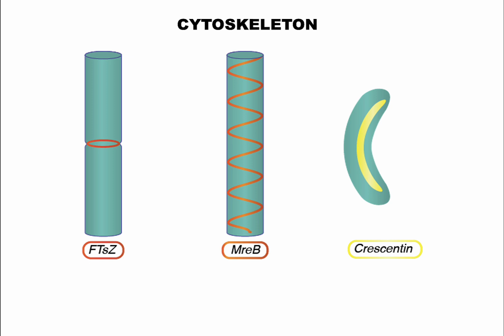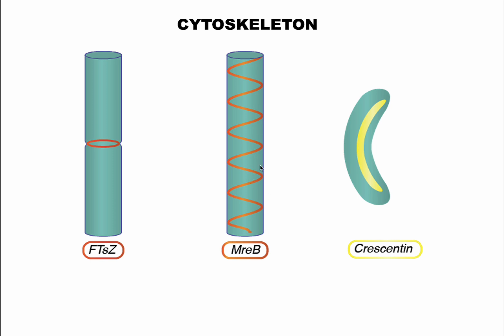FtsZ, homologous to the eukaryotic protein tubulin, forms a ring-like structure in the middle of the cell during cell division, attracting other proteins to the area to construct a septum that will eventually separate the cell, resulting in 2 daughter cells. MreB, homologous to the eukaryotic protein actin, is found in bacillus and spiral-shaped bacteria and plays an essential role in cell shape formation.